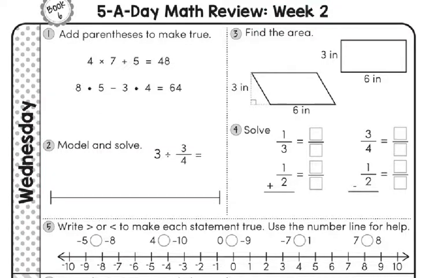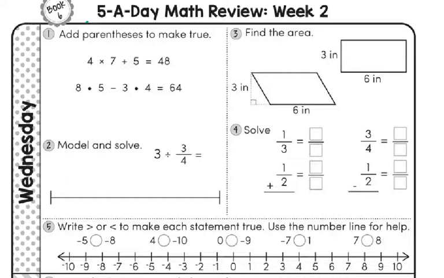So let's get started. Problem number 1 for Wednesday, add parentheses, remember parentheses like that, to make the statement true. So you're just going to have to do some trial and error. Try putting in some parentheses. Figure out what it would equal. If it does not equal the correct answer, then you need to move your parentheses somewhere else. So for example, this would be 4 times 7, which is 28, plus 5. That does not equal 48. So those parentheses were not in the correct place. Same thing for the second part there.